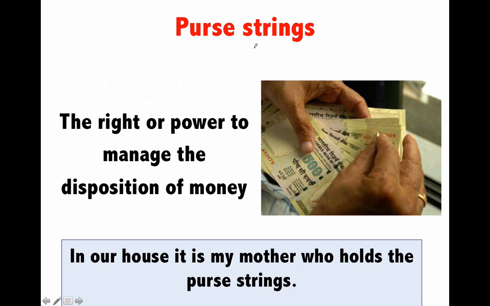Next is purse strings. Strings means threads. So when you hold the purse strings, it means you are in control. So in a family, who has the control of the purse strings or the wallet? Who has the right to manage the disposition of money? Which means money is at whose disposal? So in my family, in our house, it is my mother who holds the purse strings, which means she has complete control over how and where to spend the money.